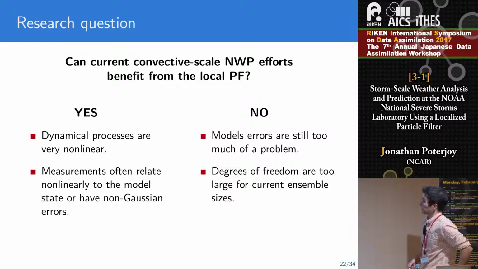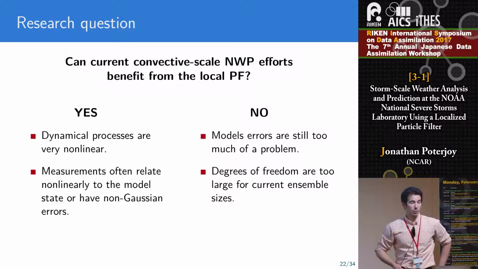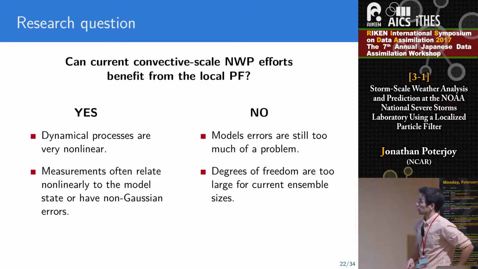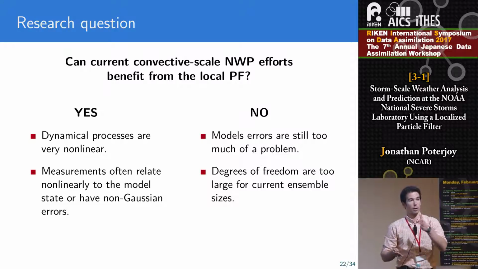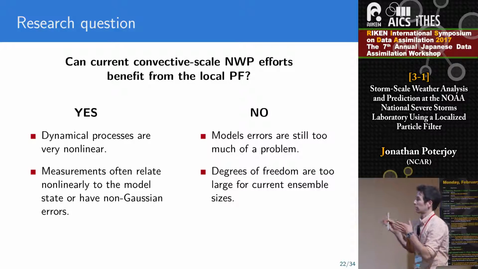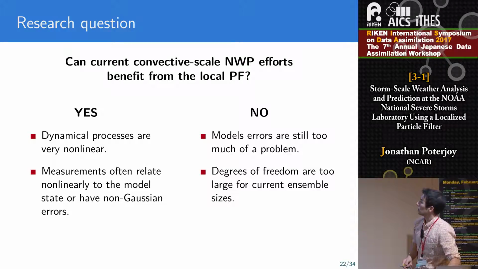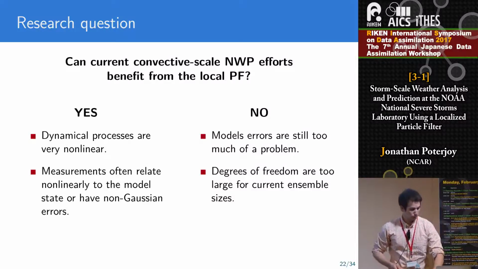Reasons why this may not work is because model errors are still too much of a problem at these scales, which is something you really have to consider, especially for particle filters, where you're assuming that you're sampling from some distribution that is correct. For ensemble Kalman filters, since you're assuming some parametric form for priors, for example, your true state can land somewhere in the tails when you have large model error. Whereas for the particle filter, you're just dealing with a set of states that you have. And also the degrees of freedom may be too large for current ensemble sizes that we use.